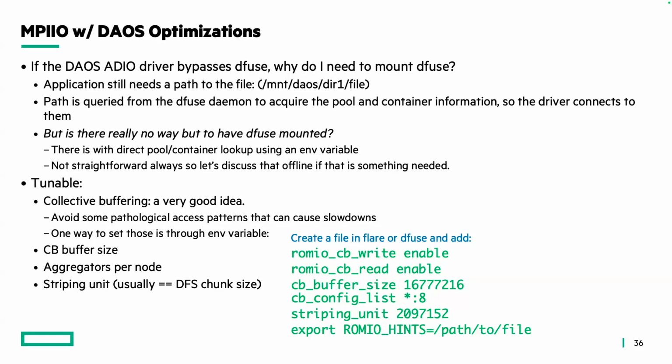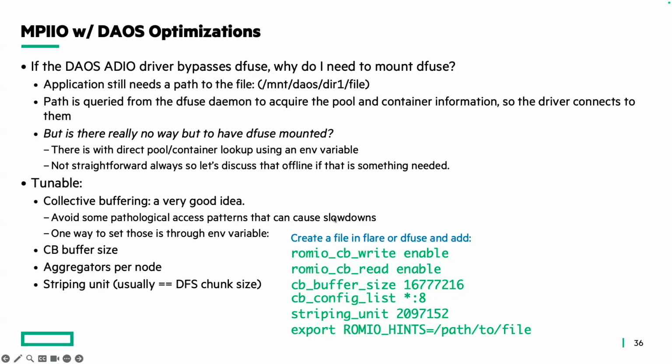So, some tunables to do with the MPI-IO driver that are not default on Aurora, and I think it's a good idea to set them. And we have compiled those. Technically, you only need the first two, basically. Just enable collective buffering. It's always a good idea. It avoids some pathological access patterns that can cause performance bottlenecks and things like that.